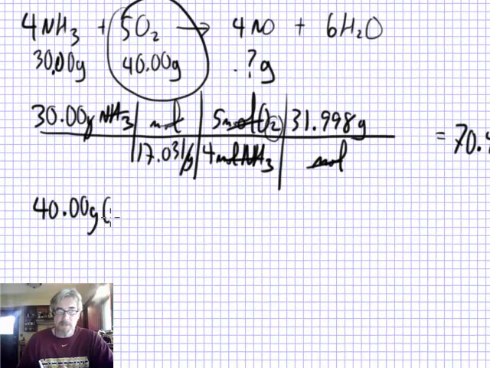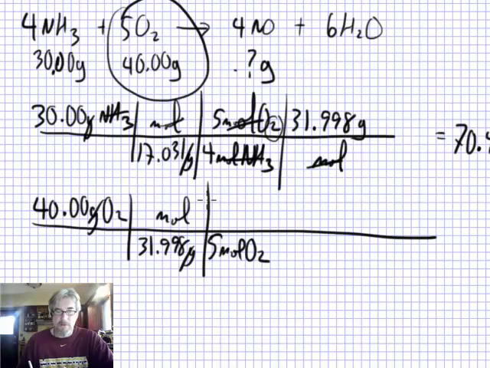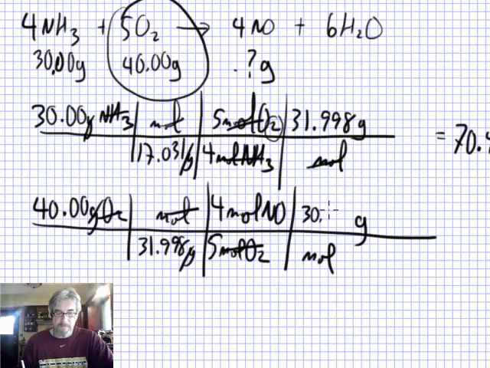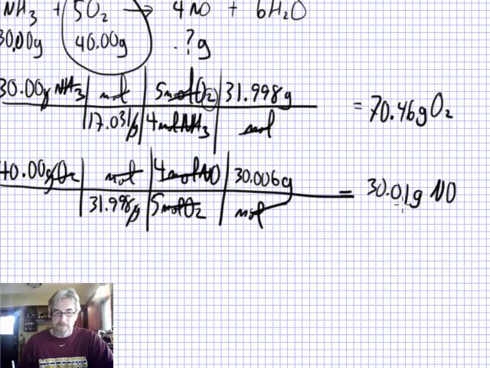40.00 grams of oxygen. We now know that oxygen's molar mass is 31.998 grams per mole. The mole ratio is 5 moles of oxygen for every 4 moles of NO that are produced. So now we're in moles of NO, and we want grams, so I use the molar mass of NO, which is 30.006 grams per mole. Answer is now going to be grams of NO, and numerically it's 30.01 grams of NO.